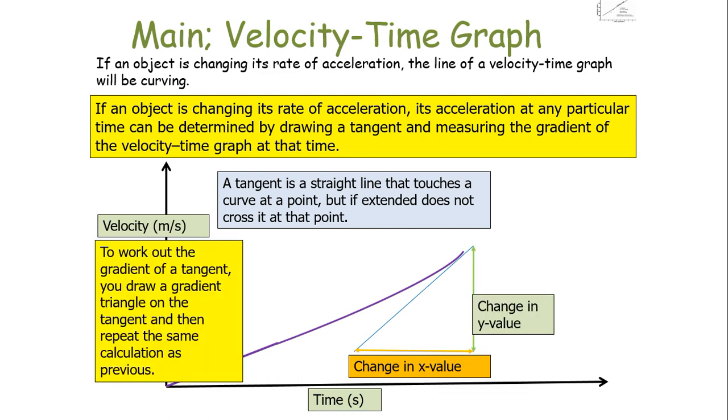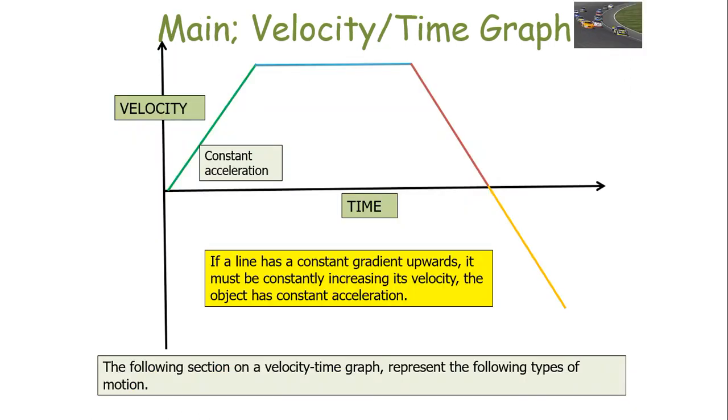And then, to work out the gradient of the tangent, you draw a gradient triangle, then repeat the same calculation as you've done previously for gradients. The change in y over the change in x. Now, this gives you a velocity time graph that can look like the following. Now, there are 4 different sections on a velocity time graph that you've got to be aware of.